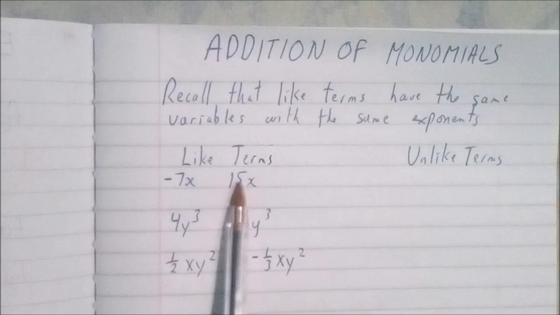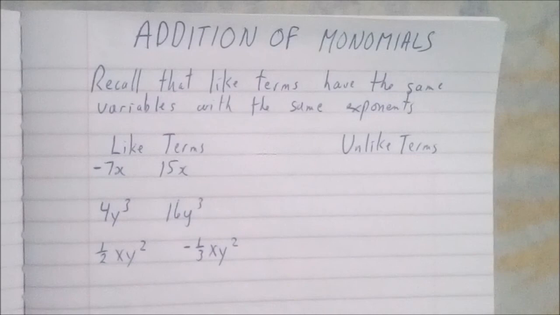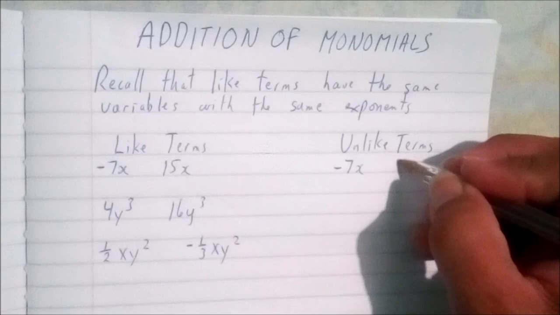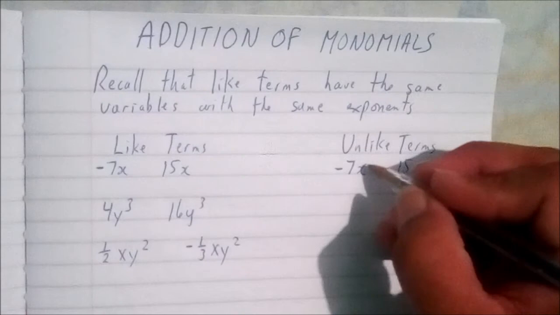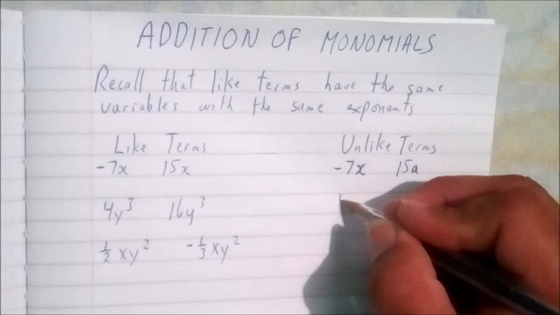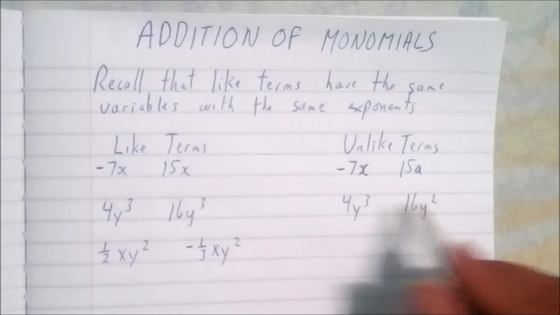So let's go to unlike terms now. If we have negative 7x and 15a, they are unlike terms compared to like terms. Notice they have different numbers but same variable. These are like terms. These are unlike terms because the variable here is x and the variable here is a. If we have 4y cubed and 16y squared, these are unlike terms. Their variables are different in respect to their powers.